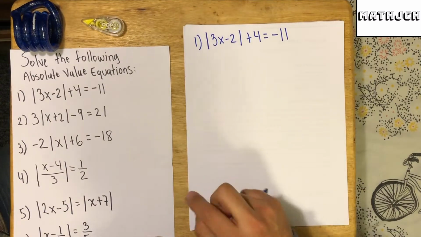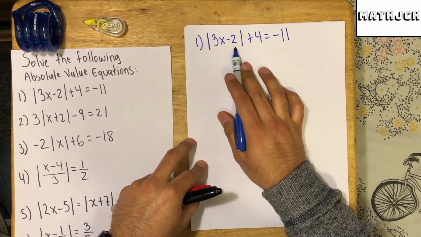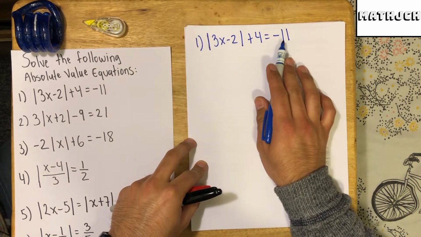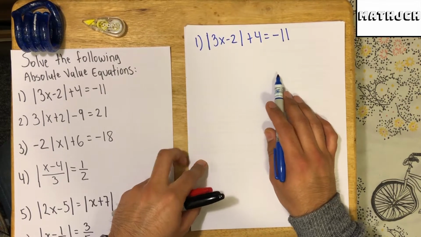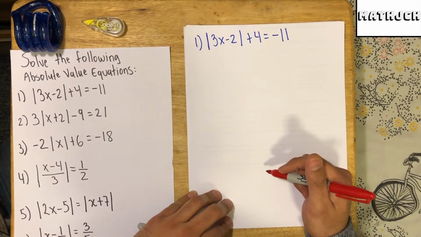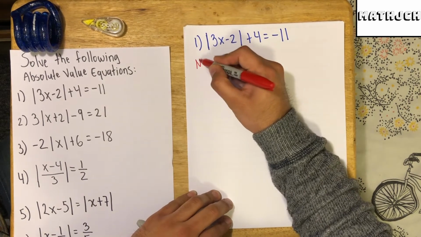Okay, so for the first problem, we have the absolute value of 3x minus 2, plus 4 outside the absolute value, equals negative 11. So the first thing that you have to know in order to solve absolute value equations, let me give you a little note here.